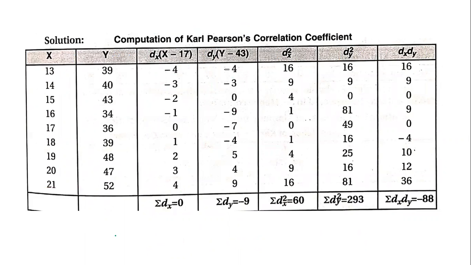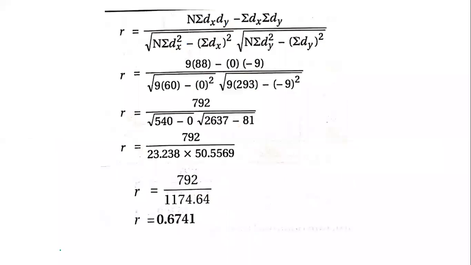Okay, let's go to the formula now quickly. So the formula here, R is equal to n sigma dx dy minus sigma dx into sigma dy, whole divided by square root of n into sigma dx square minus sigma dx whole square, into square root of n into sigma dy square minus sigma dy whole square. So this formula, I hope everybody remembers. We have solved enough problems on this.